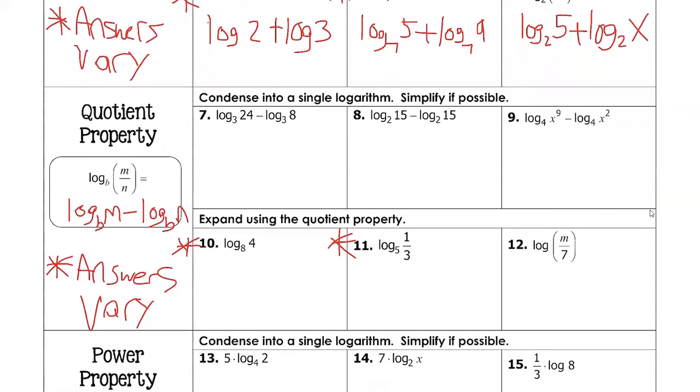Our next property is going to be called the quotient property. Basically, if you have a log of a fraction or you're dividing something, you can separate it into 2 separate logs that are subtracted from each other. Or you also could write 2 logs that are subtracted and combine them with division. So keep in mind these properties kind of work in both directions.